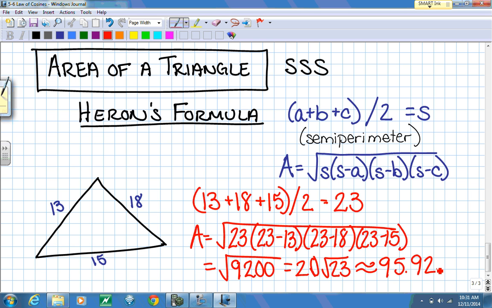And so it's just 2 different examples of finding the area of a triangle without using the 1/2 base times height formula. So if you have questions on something, let me know. Otherwise, as usual, we'll practice these problems in class.